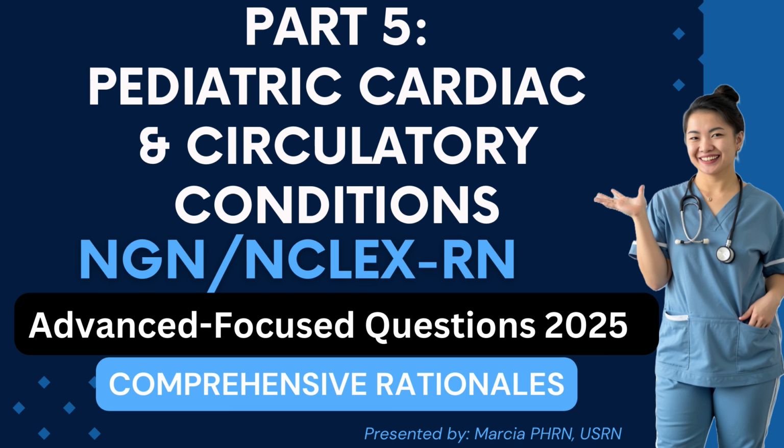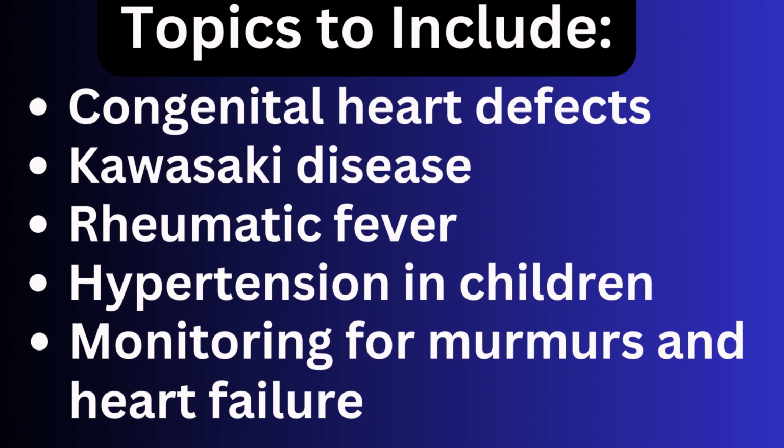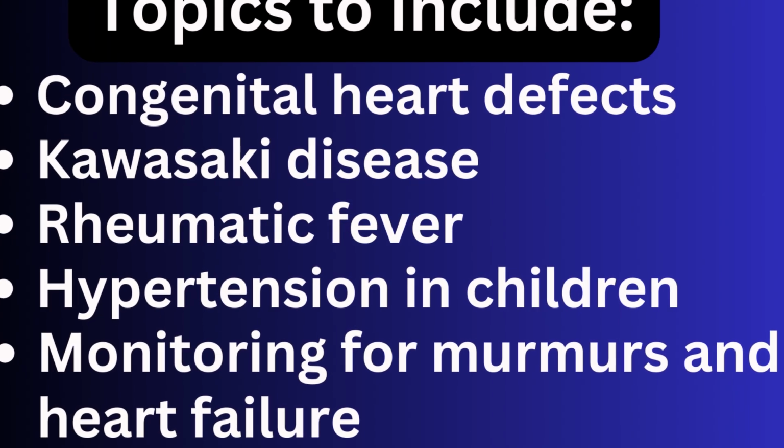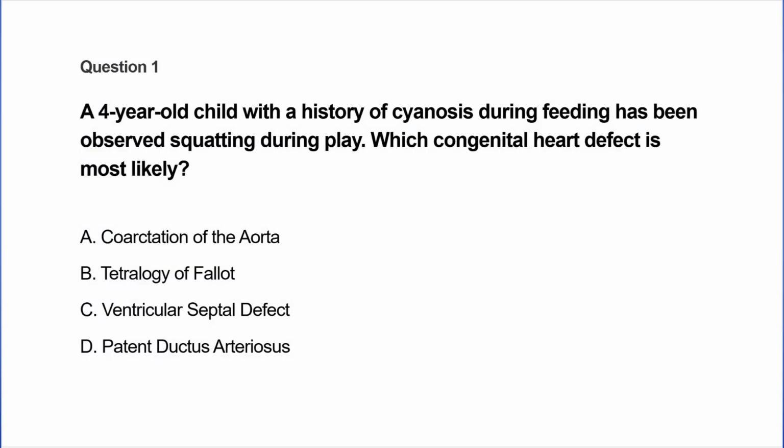Today, we're focusing on cardiac and circulatory conditions including congenital heart defects, Kawasaki disease, and more. Let's explore these 25 high-yield questions, answers, and comprehensive rationales to master the critical thinking skills needed for the NCLEX. Let's get started. Question 1.